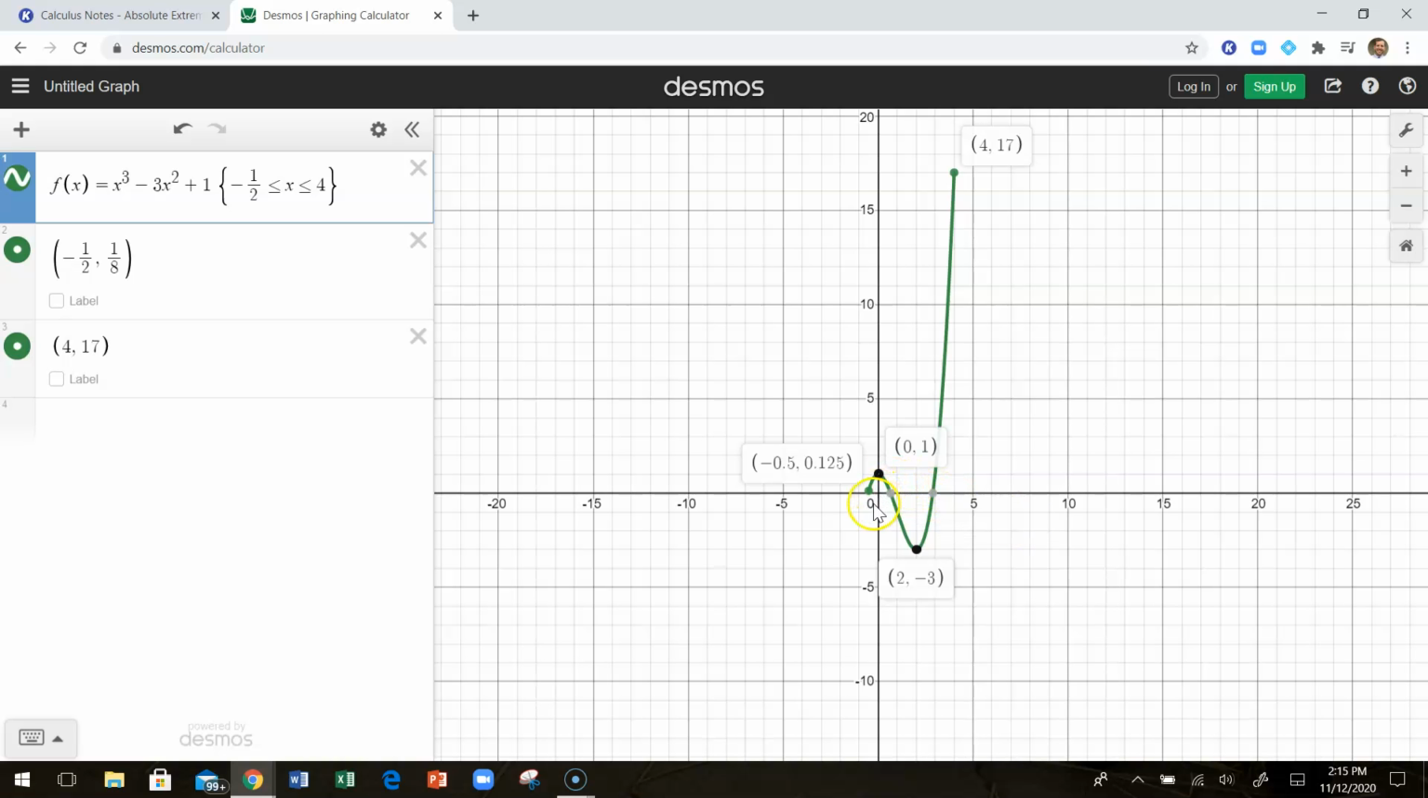And so I can clearly see that if it is graphed, the absolute minimum over that interval happens here at 2, negative 3, and the absolute maximum on that interval happens here at 4, comma 17.